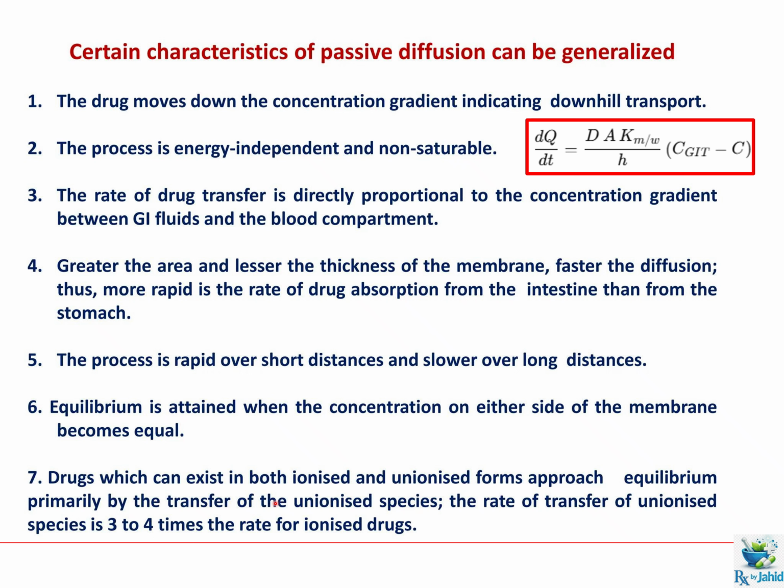A drug which can exist in both ionized and unionized form approaches equilibrium primarily by the transfer of the unionized species. The rate of transfer of unionized species is 3 to 4 times the rate of the ionized drug. We have already learned that if it is unionized, then it would be neutral and lipophilic in nature. So this will ultimately increase the diffusion of the drug. Unionized drug would be absorbed better and faster than ionized drug.